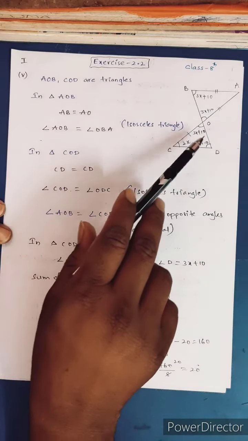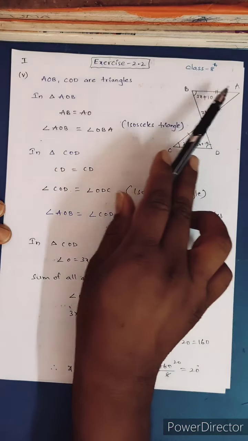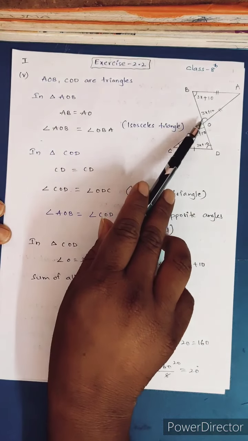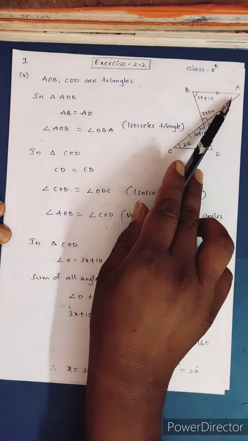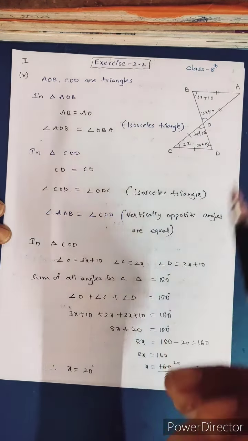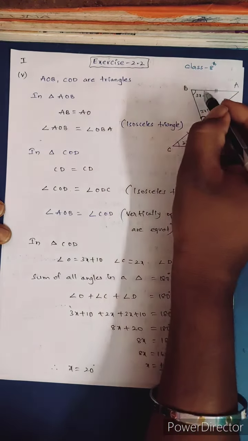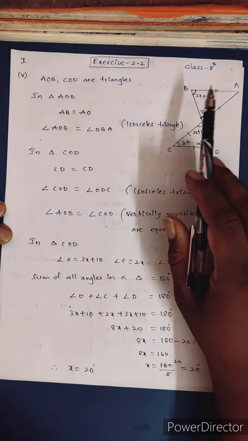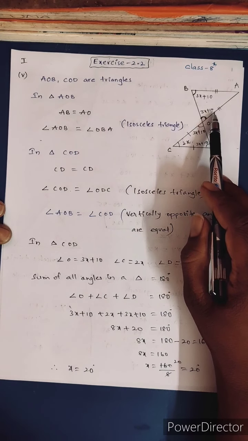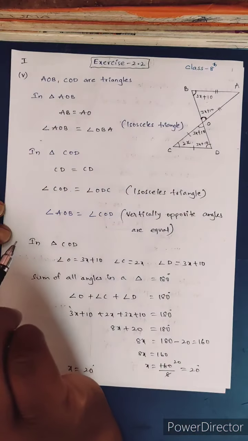AOB is the up triangle, COD is the down triangle. In AOB, AB is equal to AO. Two sides are equal. So AB's opposite angle O and OA's opposite angle B are equal. In AOB, this angle is equal to angle OBA, this angle. Given in the problem, this angle is 3x plus 10 degrees. With this I have written here 3x plus 10 degrees because AOB is an isosceles triangle.